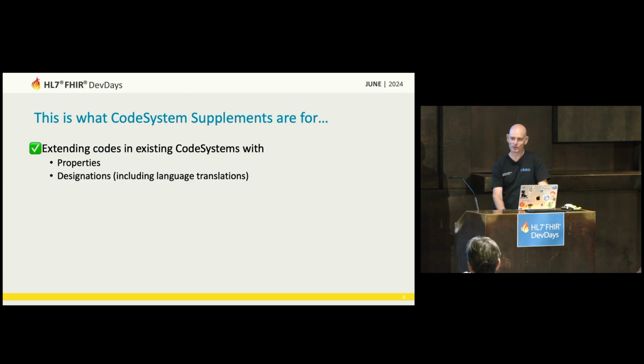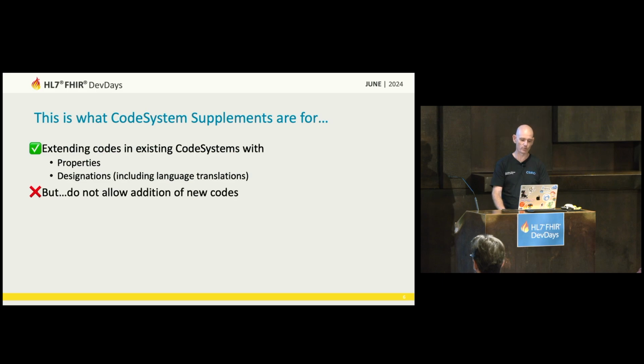So this is really where CodeSystem Supplement comes in, for extending codes in an existing code system that you don't own or maintain, because if you owned or maintained it, then you'd just add the properties into the code system yourself. You can add additional properties and additional designations, including language translations. But what it's not for is adding new codes. So that's the limit: you can add properties and designations, you can't add new codes.